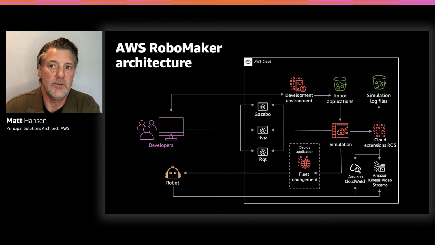Here's a high-level view of the Robomaker architecture and the user developer flow in using it. Developers can use our IDE to create robot applications based on ROS. Then they upload them to S3 and simulate them in Robomaker simulation. They can then interact with those simulations using ROS tools such as Gazebo and RViz. They can also connect to other cloud services such as CloudWatch for logging and Kinesis for video streaming. Finally, they can deploy the code over the air to the physical robot when testing is complete.